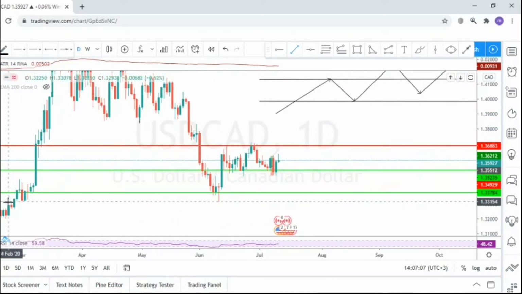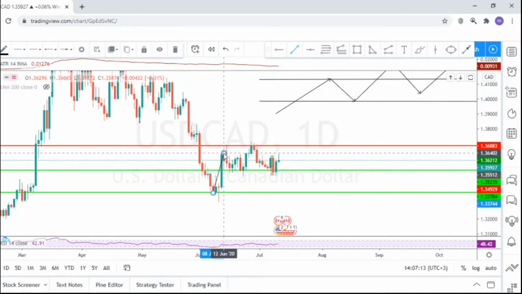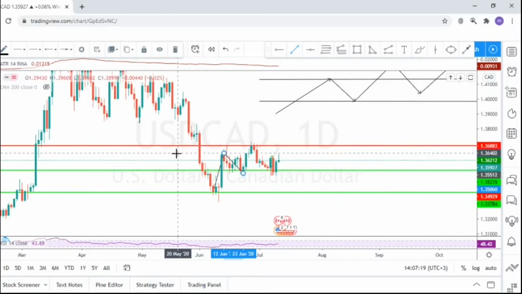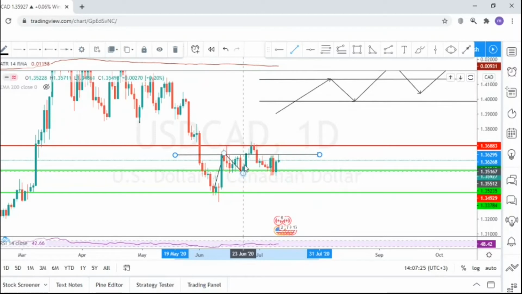When it came to this level of structure, it made an impulsive leg, then pulls back to this level, and what I did was to bring my horizontal line here and wait for this market.